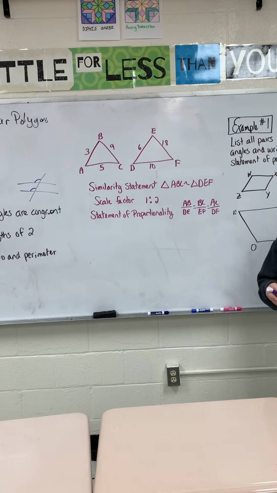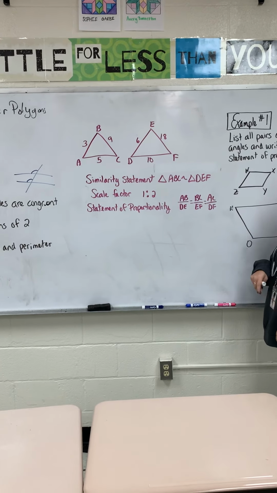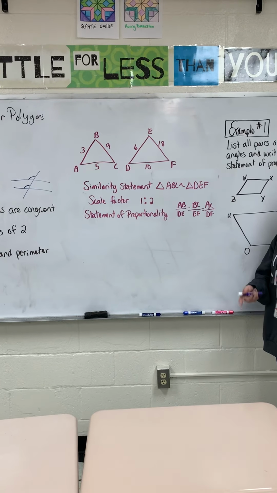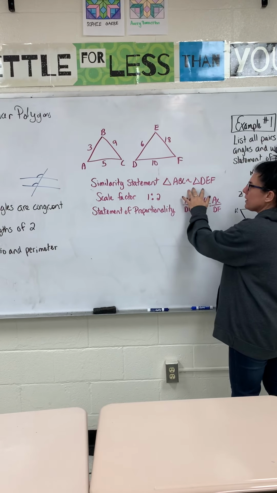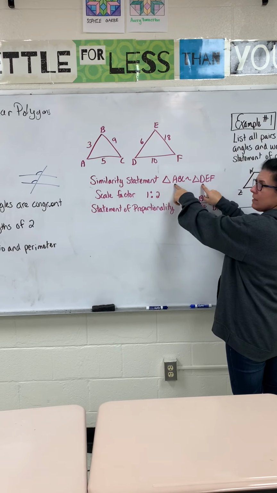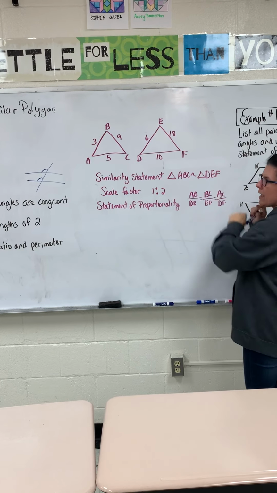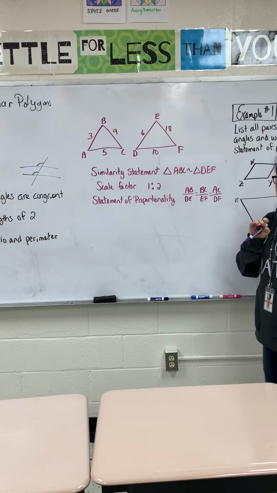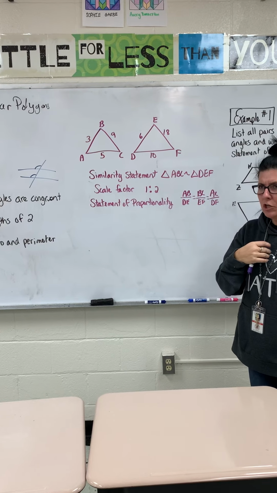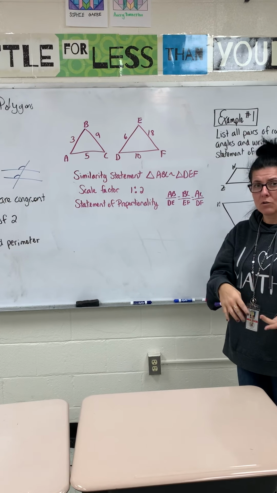The order is important because the order is going to show you what angles are congruent and what sides are proportional. So by looking at this, I can say A and D angles are the same, B and E angles are the same, C and F are the same. Be careful when you're checking your work with mine. Yours may be in a different order and still correct.